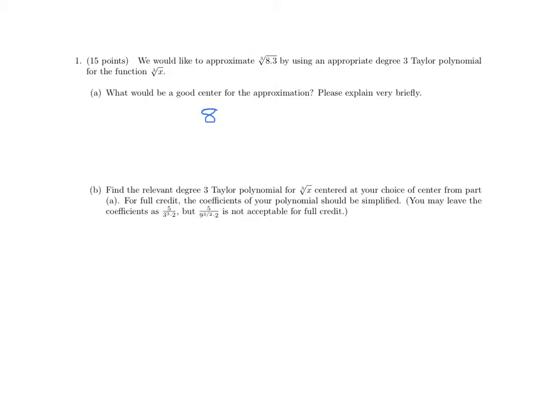Now the second part is really the meat of the question. It's to go about finding the relevant degree 3 Taylor polynomial for the cube root of x, and we want to totally simplify the polynomial's coefficients. Here's a great way to format your work for a problem like this so that graders can very easily follow your work and you won't get quite so confused about anything.